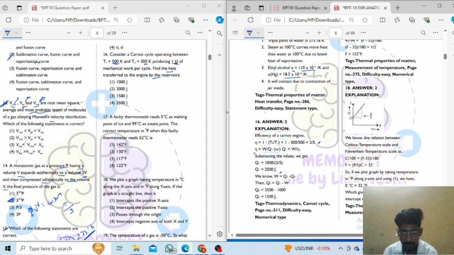q1 minus w. Right. So this q1 is equal to 2500, already calculated, and the work done is already there, that is 1 kilojoule, meaning 1000. Therefore, to find the heat transferred to the engine by the reservoir, that will be equal to 2500 minus 1000, meaning 1500 only. Okay, so the final temperature is 1500. Okay, question number 17.